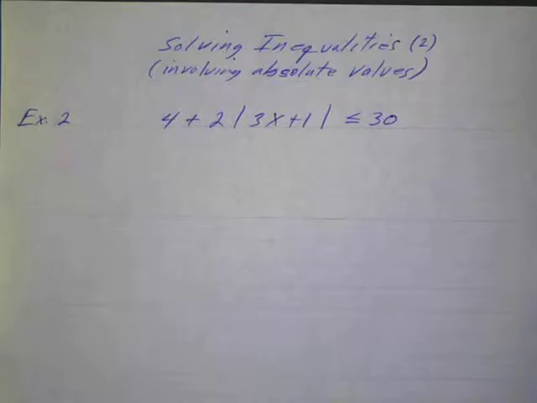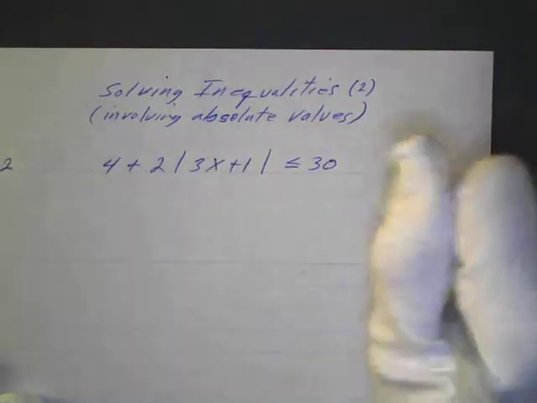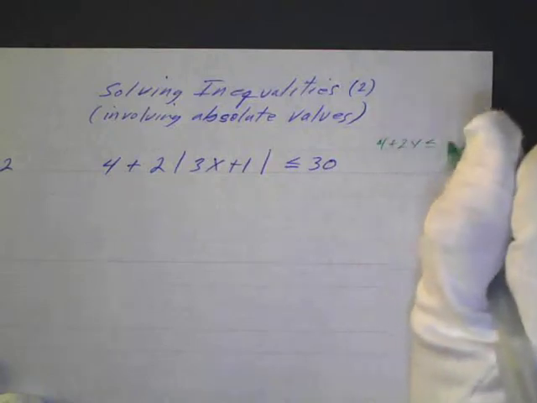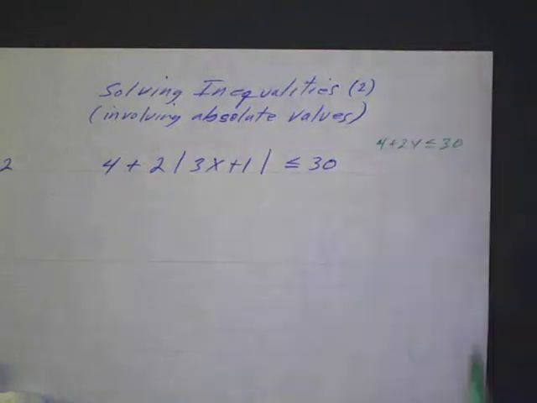Okay, this is another example of solving inequalities involving absolute values. 4 plus 2 times the absolute value of 3x plus 1 is less than or equal to 30. So again, we want to isolate the absolute value. You can think of this as an equation: 4 plus 2 times the absolute value of y is less than or equal to 30. And how would you solve this?